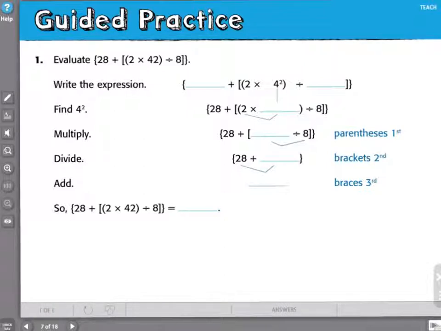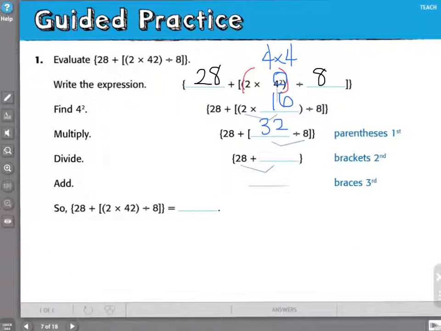I'm going to rewrite this expression. I have 28 plus the product of 2 times 4 to the second power, all divided by 8. So let's see. I've got to do parentheses, then exponents. Well, I've got parentheses right here, and I see that inside my parentheses is an exponent, so I'll have to take care of that first. 2 times 4 to the second power. I know that 4 to the second power is the same as 4 times 4. 4 times 4 is 16. Now I can complete what's in my parentheses. 2 times 16 is 32.